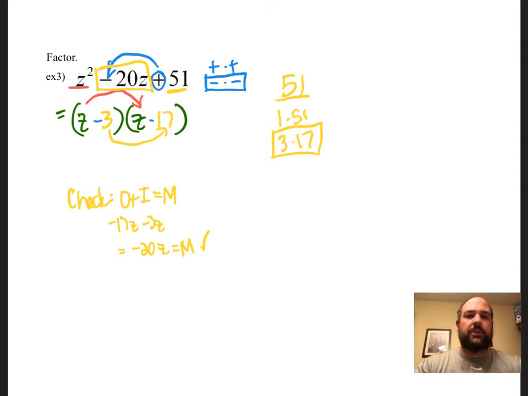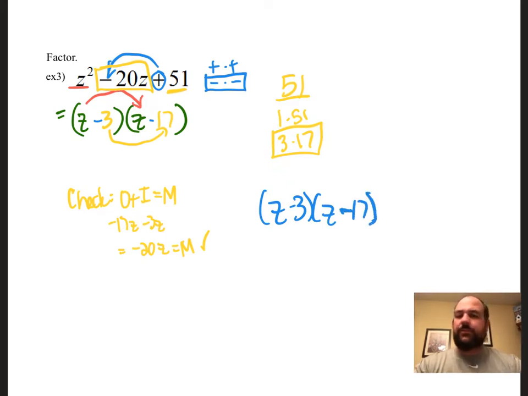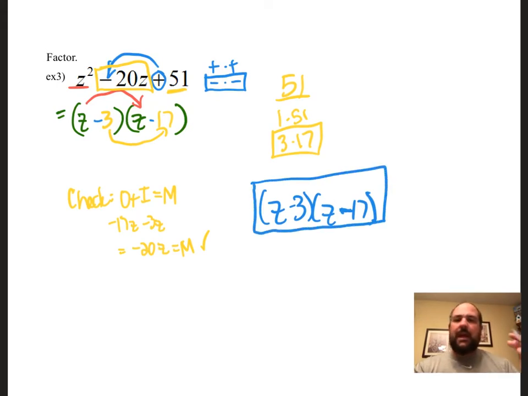Therefore, my final answer is z minus 3 times z minus 17. Now, some people wonder, does it have to be the minus 3 first? Could I have done z minus 17 times z minus 3? And the answer is yes. I could switch the order of the binomials. If you recall back in the beginning of the year, the commutative property tells me I can multiply in any order I want. So if I wanted to switch those, that would be fine. But z minus 3 and z minus 17 have to be the 2 quantities to multiply to get back to the z squared minus 20z plus 51. So there's our second example of reverse FOIL done.